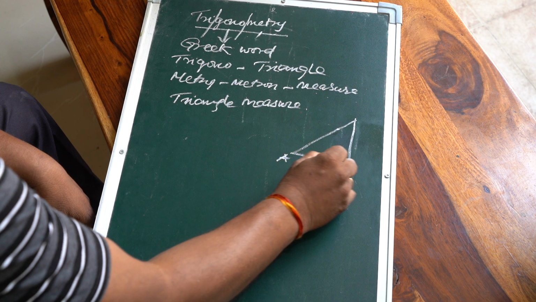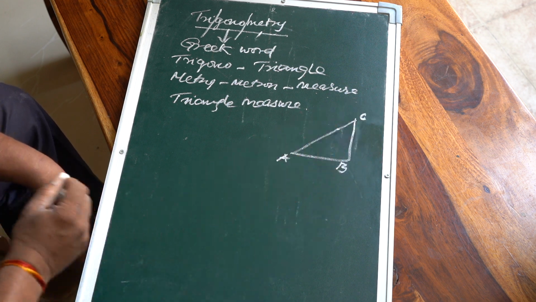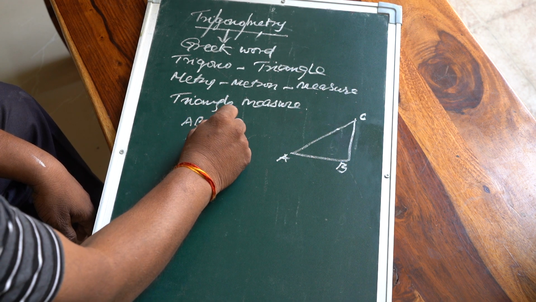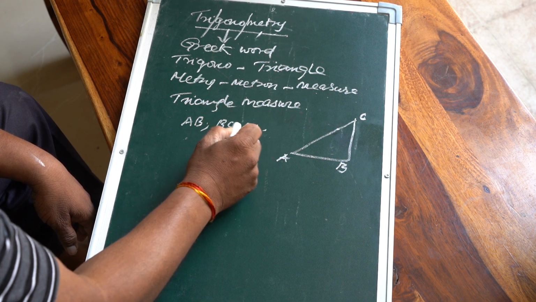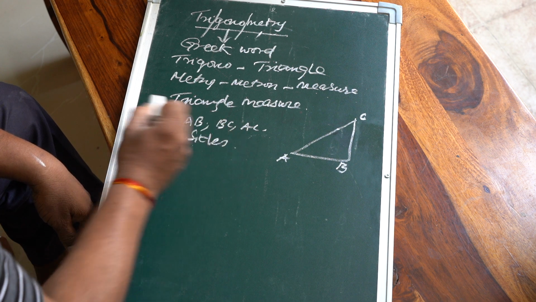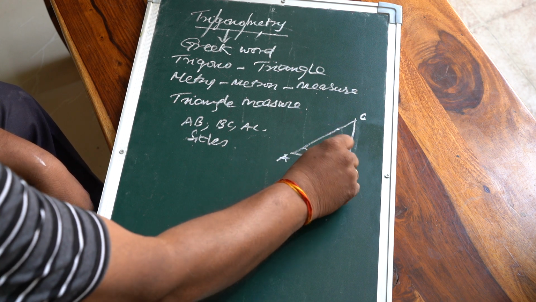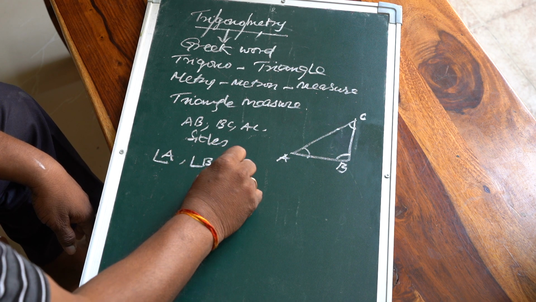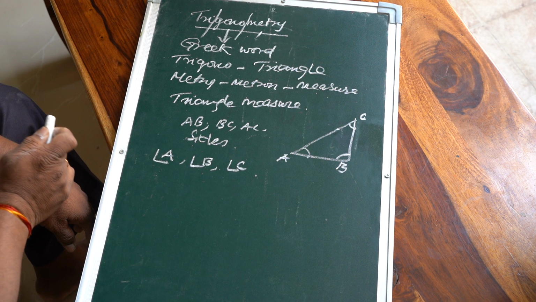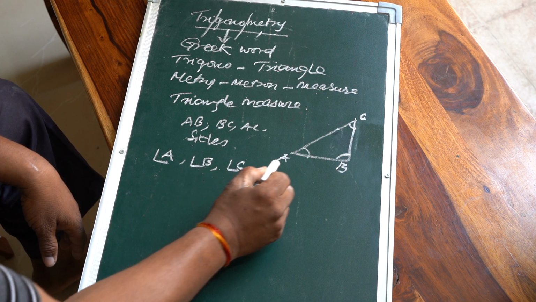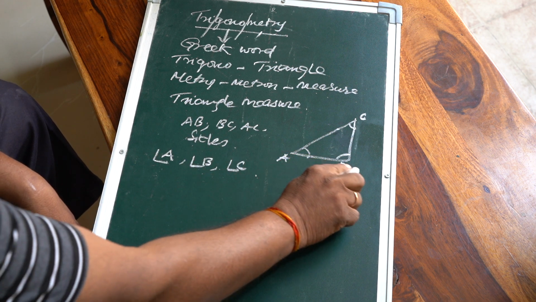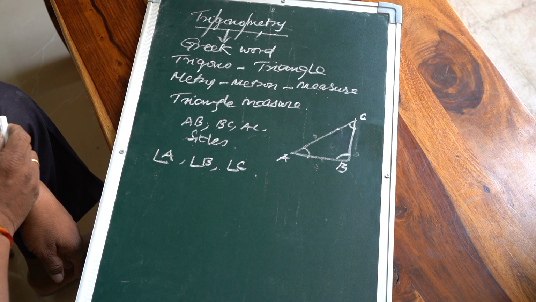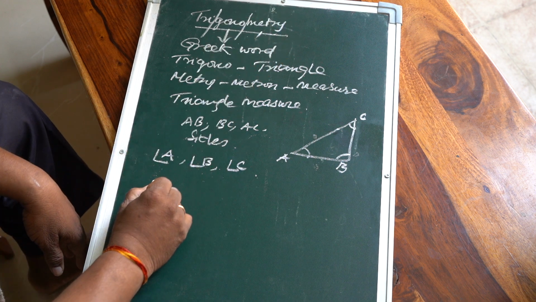See, triangle ABC is there. AB, BC and AC are the sides. And what are the angles? Angle A, angle B, angle C. These are the angles. We mostly talk about a triangle's sides as well as angles. So what is the use of this trigonometry?